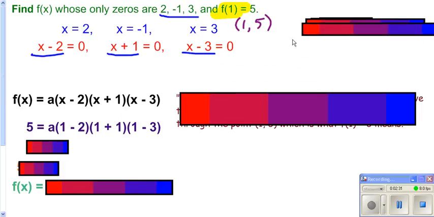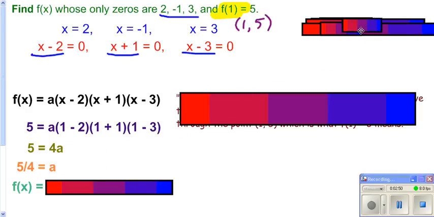So when we do that, we end up with this. So then you get a negative 2 here. You get a positive 2 here. You get a negative 1 here. So you get 5 is equal to 4a. So when you go ahead and solve it for a, you get 5/4. So for your final answer, you want to rewrite your equation here, but you're going to replace your a with 5/4.